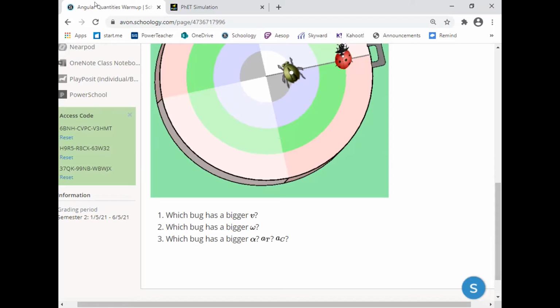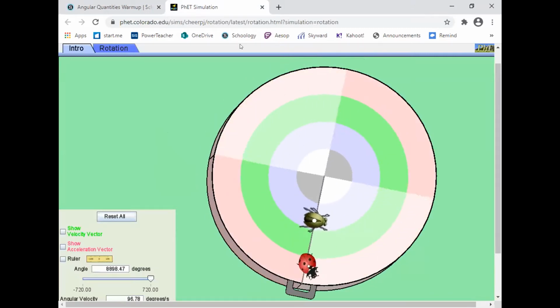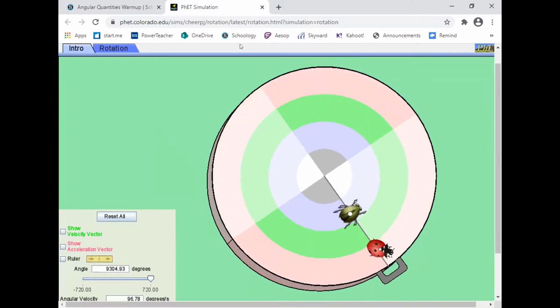So what's happening here, if you think about this, if I'm going at a constant speed, AT is zero because I'm not changing speed, but I'm still changing direction, because if you think about a point on this globe, right now it's going that way. A moment later, it's going this way. So the point on this globe is constantly changing direction. Similarly, a point on the ladybug is constantly changing direction.